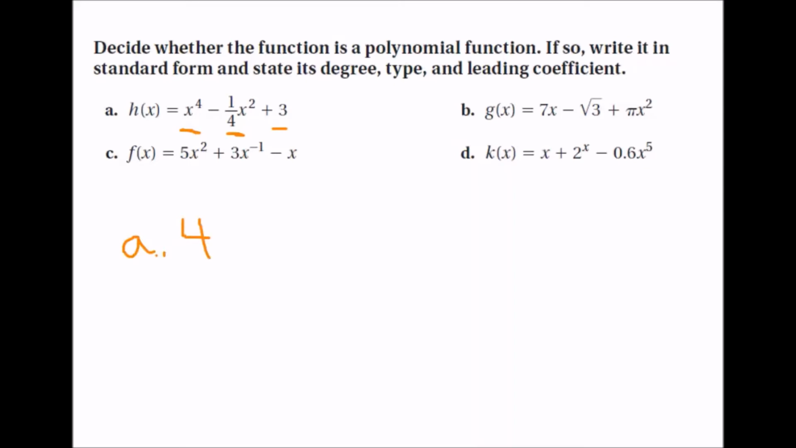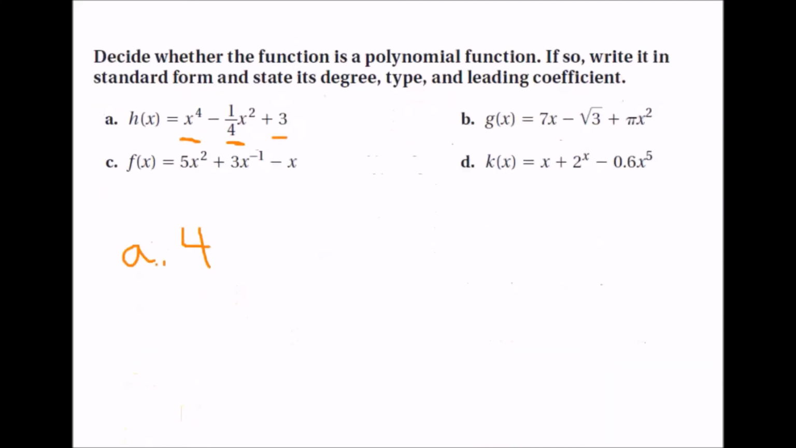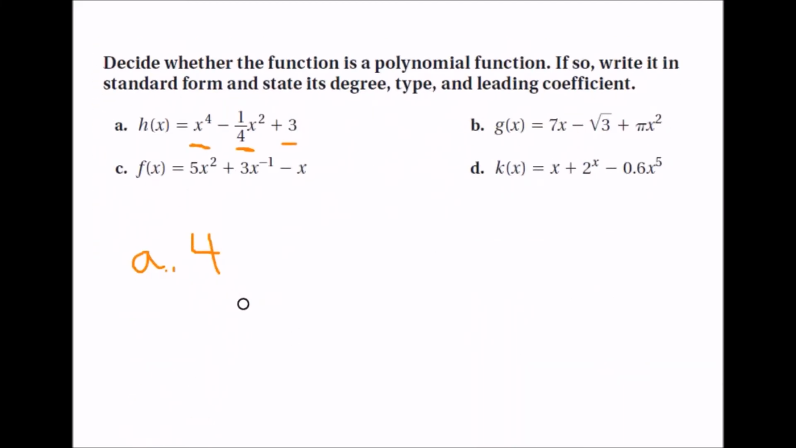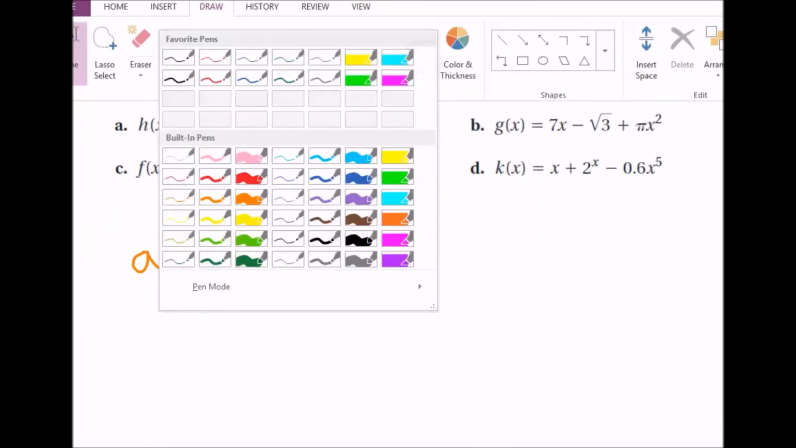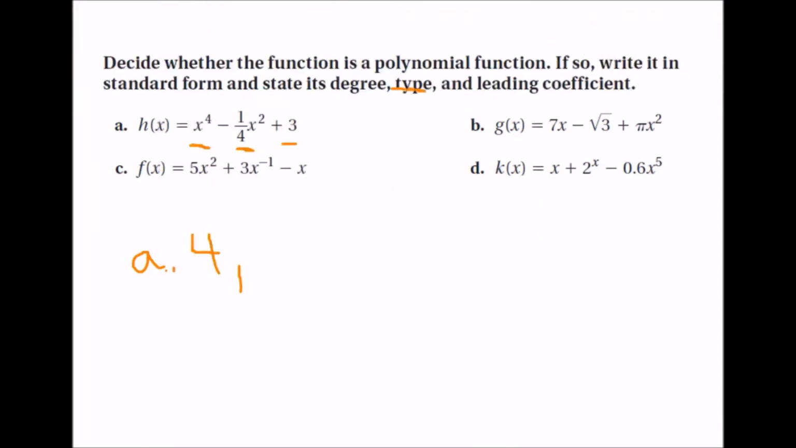The type, you don't need to say anything about that, although you know what this is going to look like after you graph it. And the leading coefficient is 1, because the leading coefficient is the coefficient in front of the leading term, and here that term is x to the fourth, so the leading coefficient is 1.